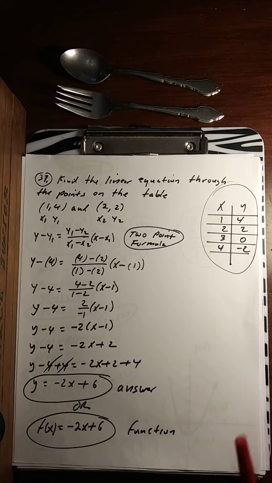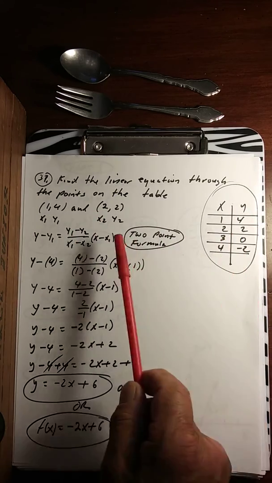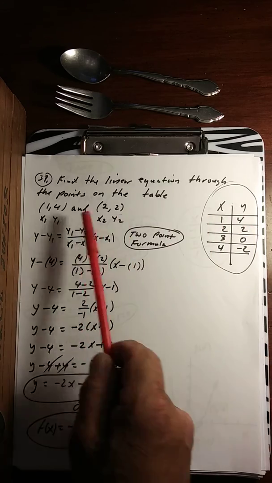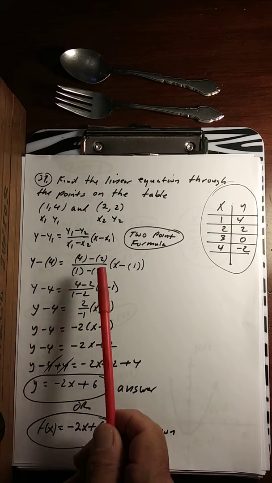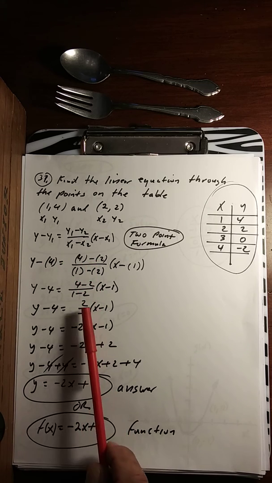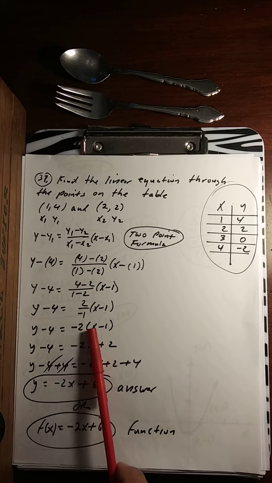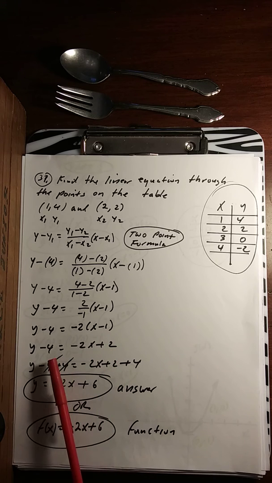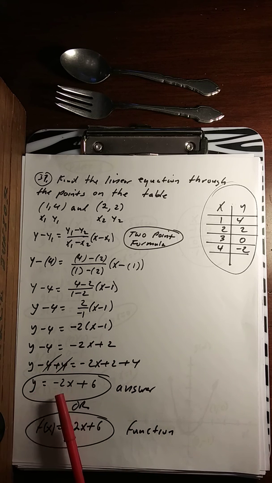Alright, finally, find the equation from the points on the table. We'll take the first points right there. (1, 4) and (2, 2). Put the numbers in. So you have 4 minus 2 over 1 minus 2, which is 2 over negative 1, negative 2. Negative 2 times x, and negative 2 times negative 1 is positive 2, plus 4. So y equals negative 2x plus 6, or in function notation, f of x equals negative 2x plus 6.